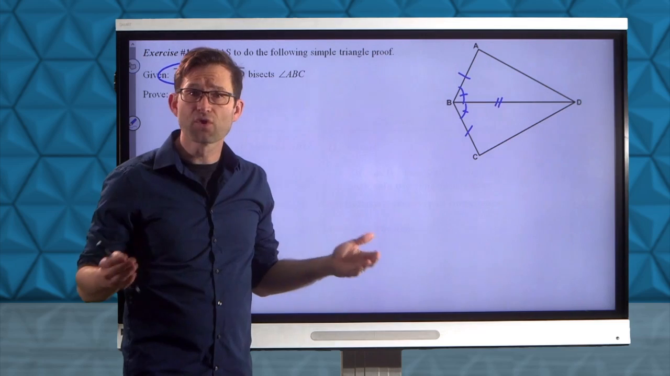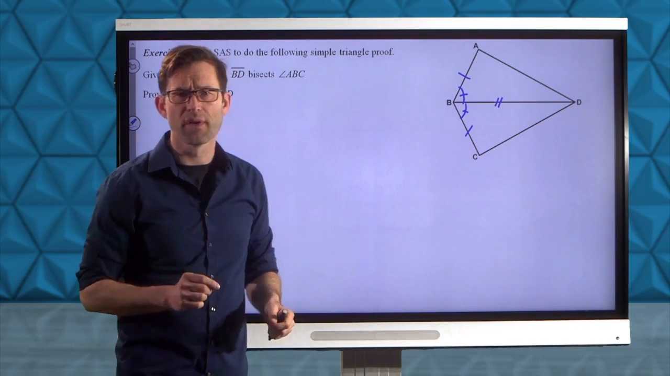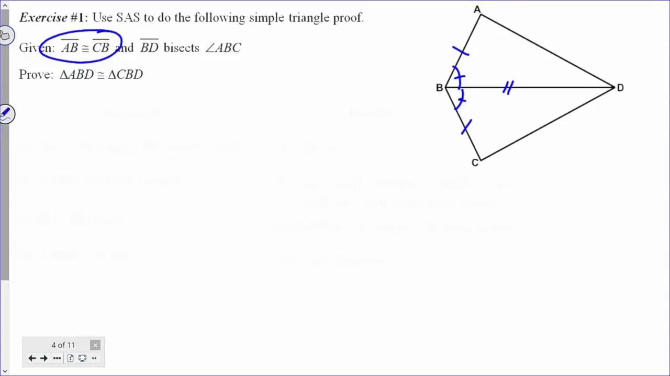But honestly, we've sort of done the proof. Let me show you why, okay? Then you'll work on some of the other proofs on your own. So first things first, AB is congruent to CB. Notice how I put a little side there, okay? That's part of side angle side. It's not required, but it's nice.